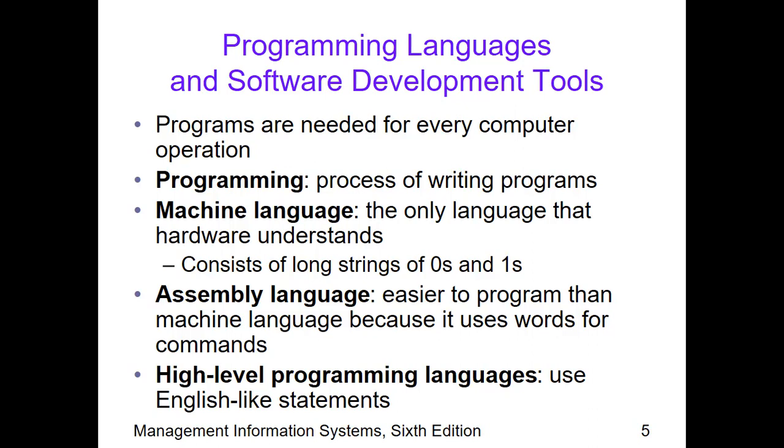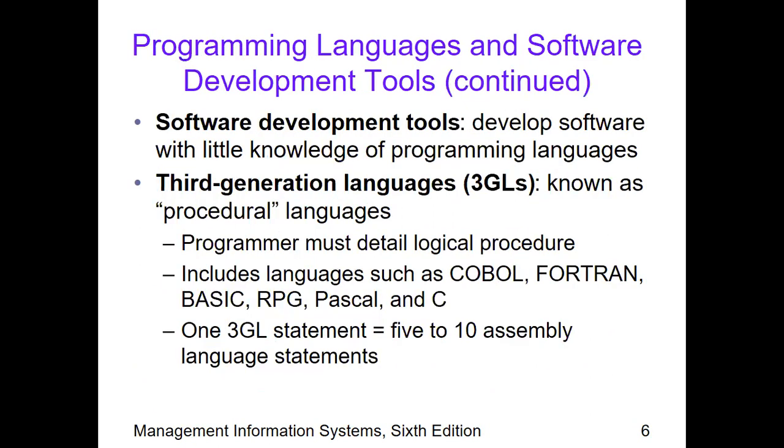And normally it begins with machine language, the only language hardware understands, which consists of long strings of zeros and ones. Another one would be assembly language, which is easier to program than machine language because it uses words for commands as opposed to zeros and ones. And finally, high-level programming languages that use English-like statements. And that is our target normally. The software development tools would develop software with little knowledge of programming languages.